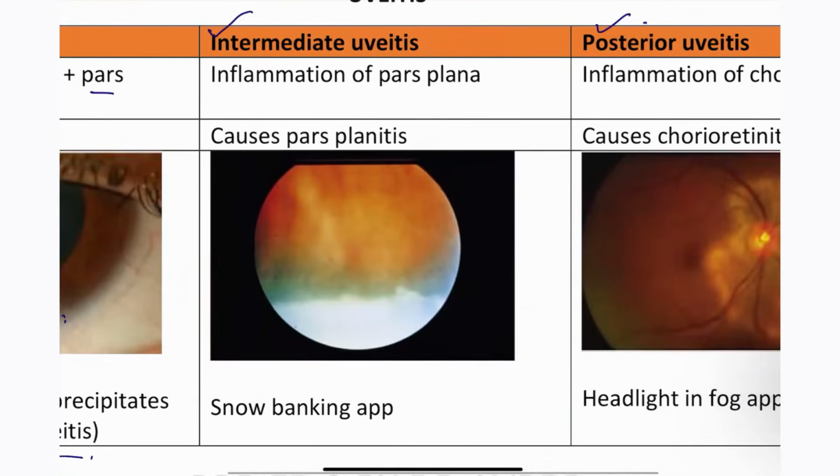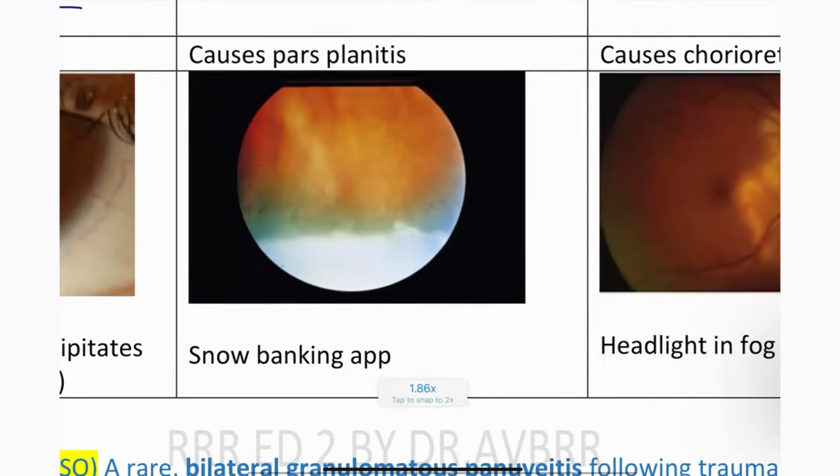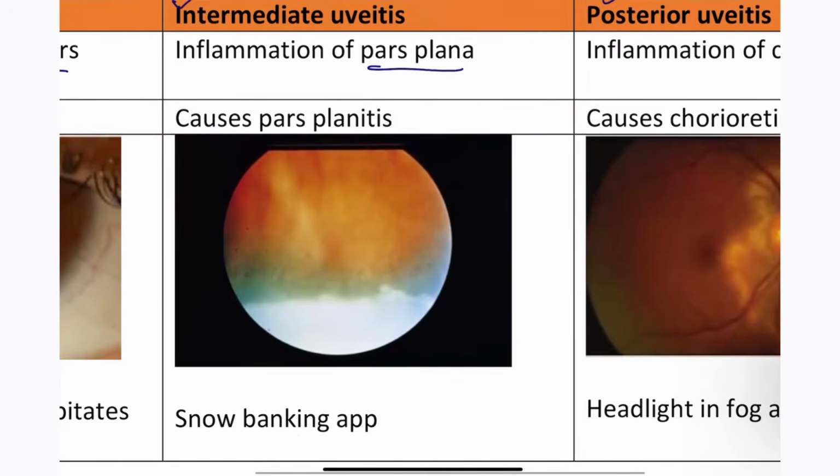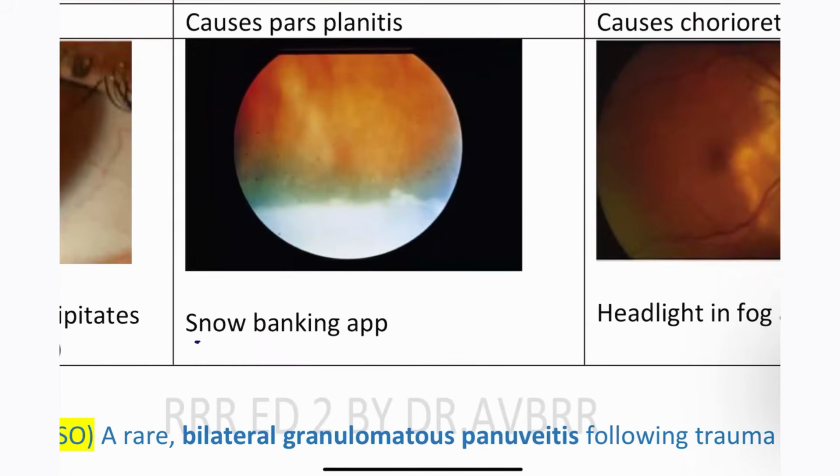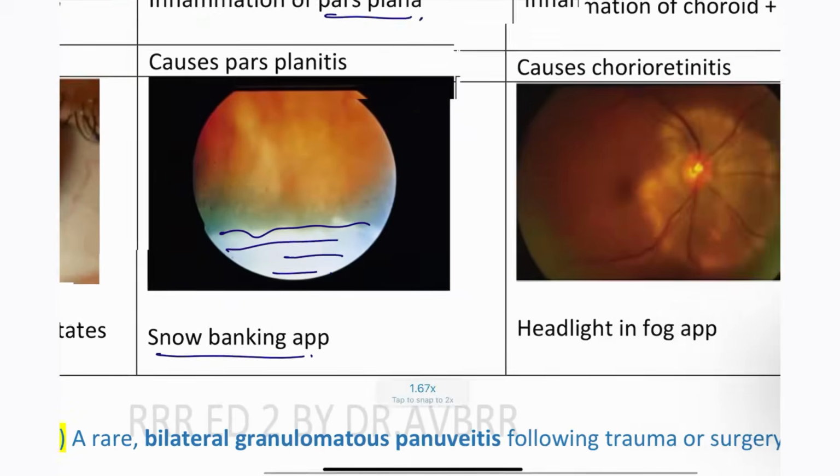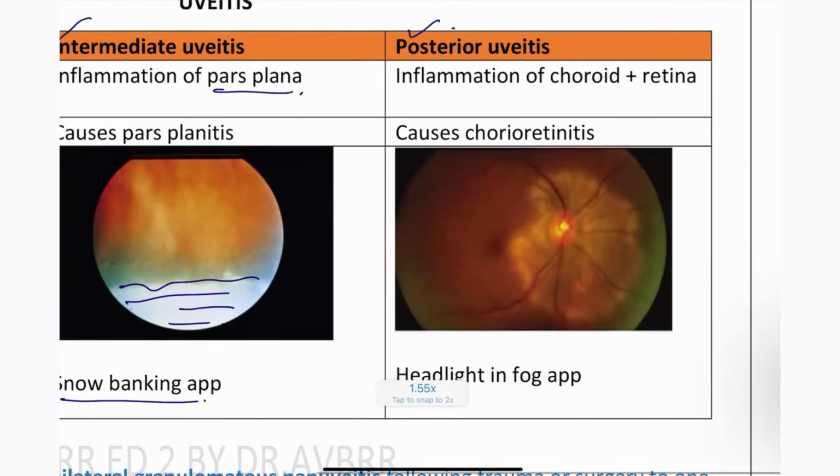Next, intermediate type. Intermediate uveitis inflames the pars plana and ciliary body structures. It will show snow banking. Here you can see the snow banking appearance that you are going to see. Next, inflammation of the innermost choroid and retina. It will cause chorioretinitis. It shows the headlight in fog appearance seen in patients with toxoplasmosis.